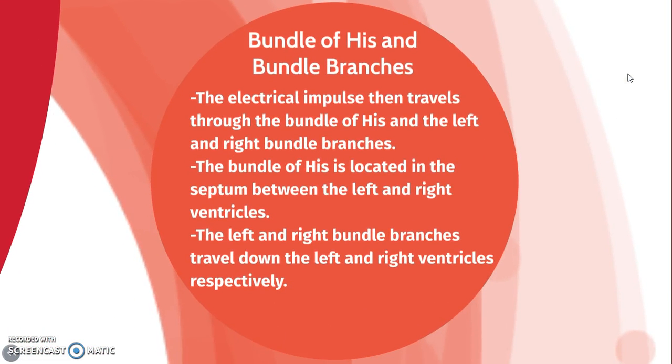Next comes the bundle of His and the bundle branches. The electrical impulse travels through the bundle of His and to the left and right bundle branches. The bundle of His is located in the septum between the left and right ventricles. The left and right bundle branches travel down the left and right ventricles respectively.